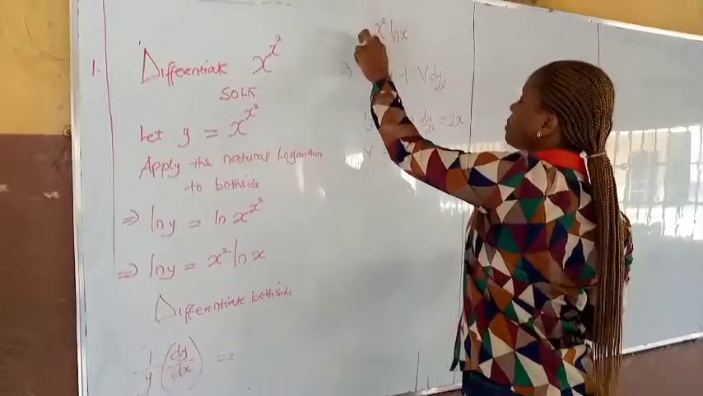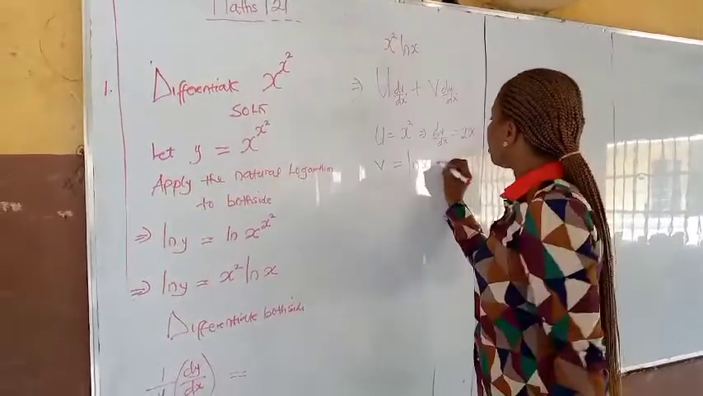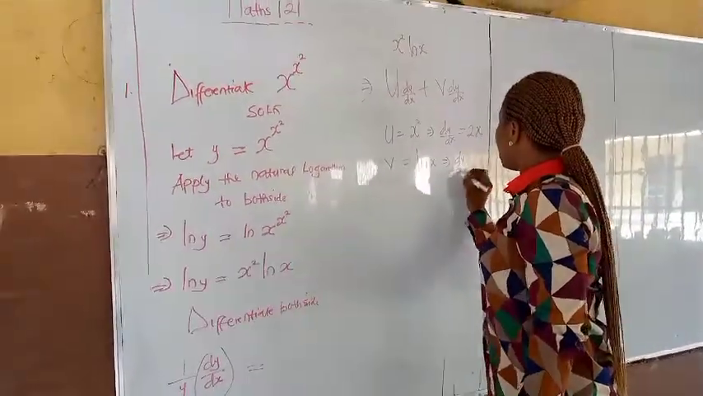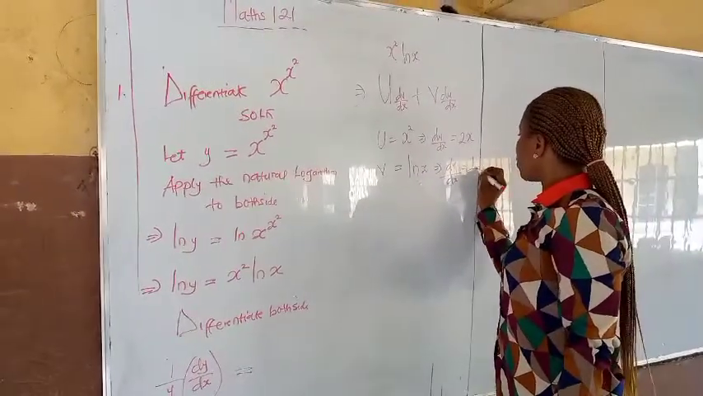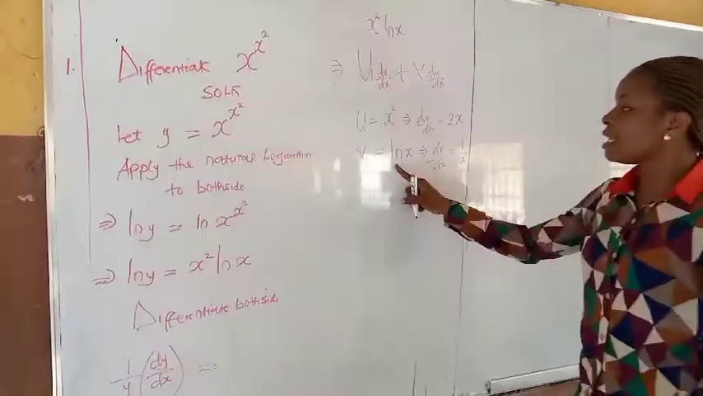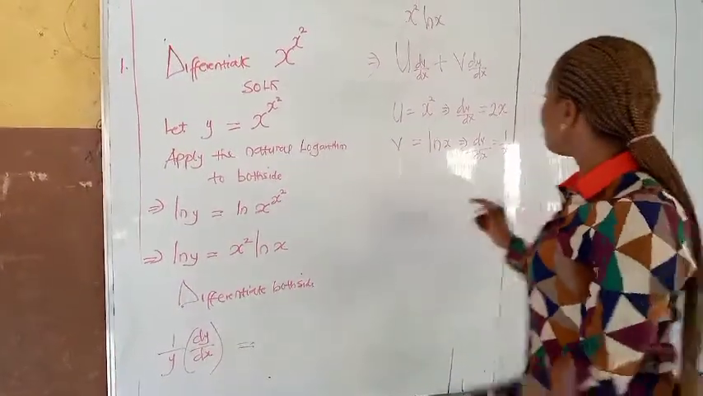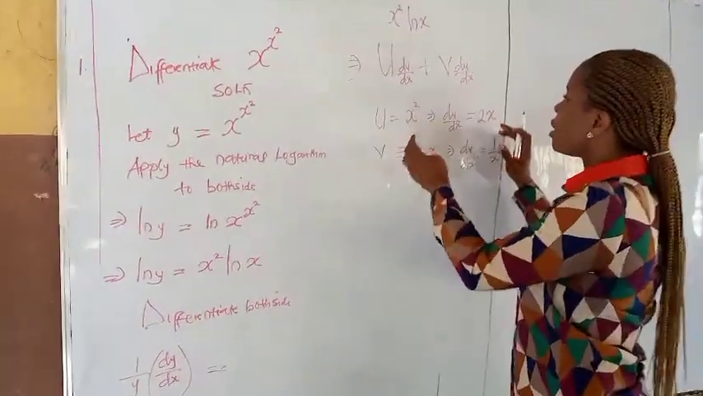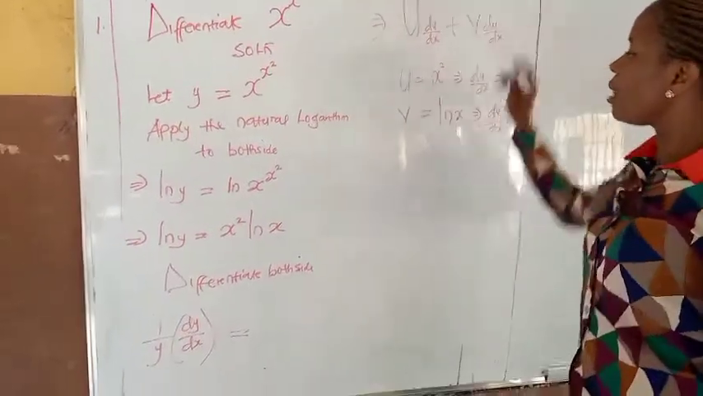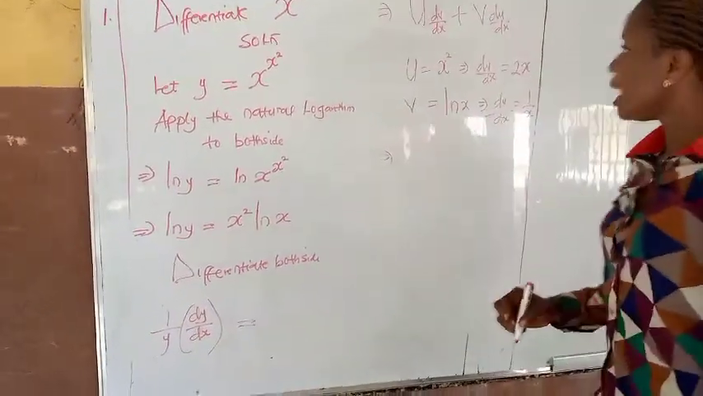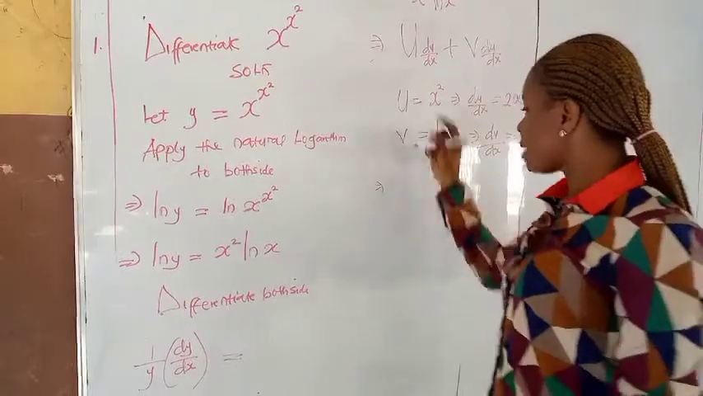From here, this is my u, this is my v, so that my dv/dx is 1 over x. Anytime you are differentiating a log function, you have 1 over the function. So because we have the parameters, we are going to substitute them into the general formula. So what is my u? X squared.